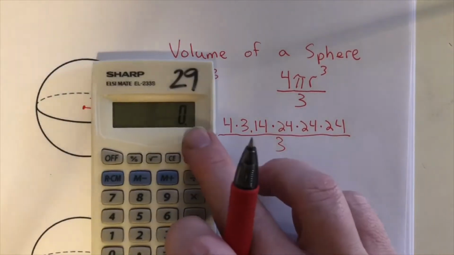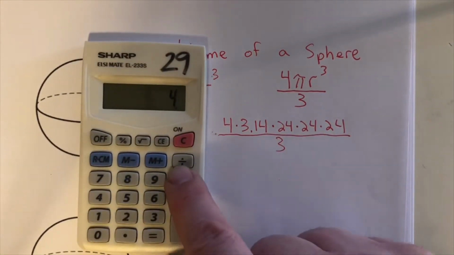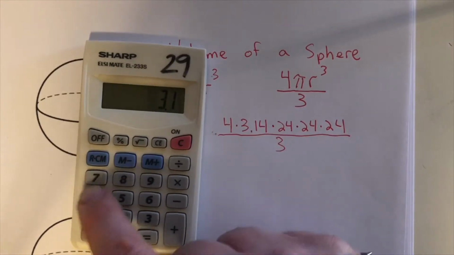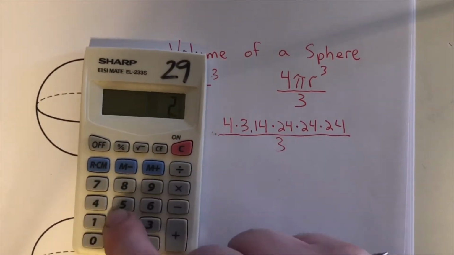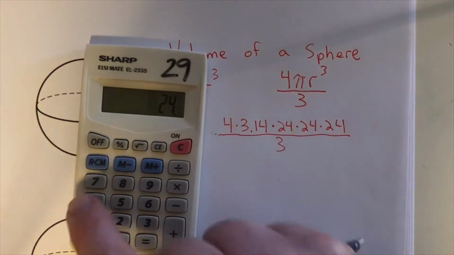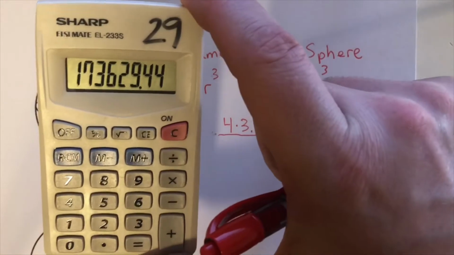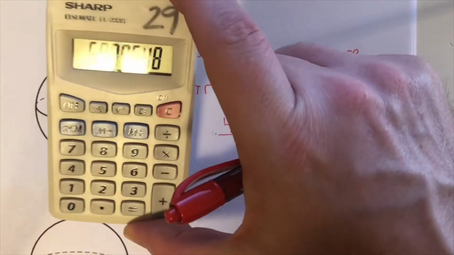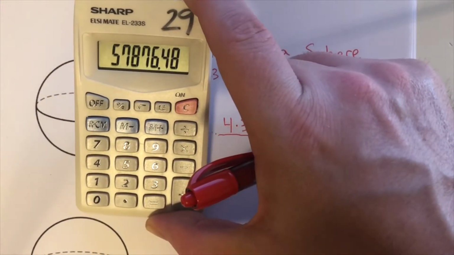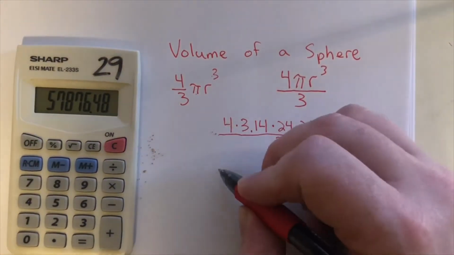It's a little hard to see in this lighting, but I'll try my best here. So we've got 4 times 3.14 times 24 times 24 times 24, there's 3 of them, equals this big number. It's hard to see, but then I have to divide by 3 and I get this number here. So it's still a pretty big number.